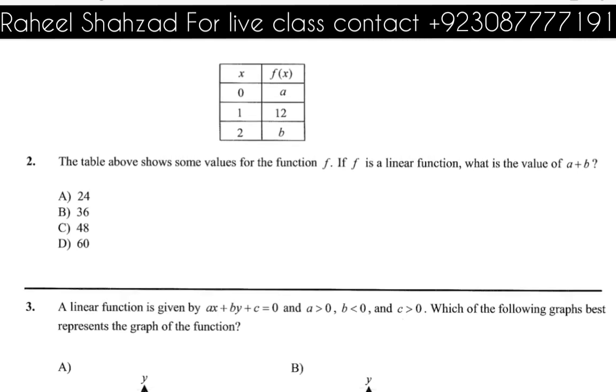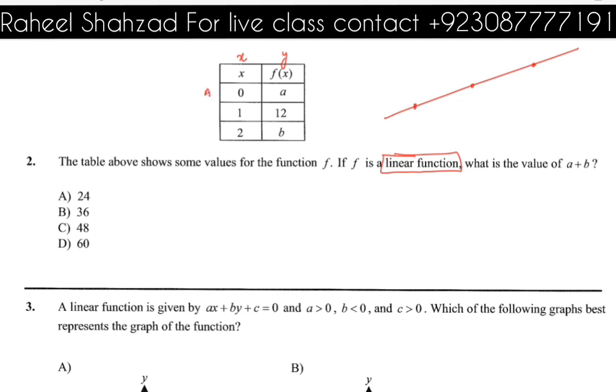Okay, now here again, remember this is x and this is y. Okay, these are x and y. So x is 0, y is a. Again, the table above shows some values of the function f, if f is a linear function. Now you need to remember that if it is a linear function, this is going to represent a straight line. Points will be lying on one straight line if this is a linear function. What is the value of a plus b?